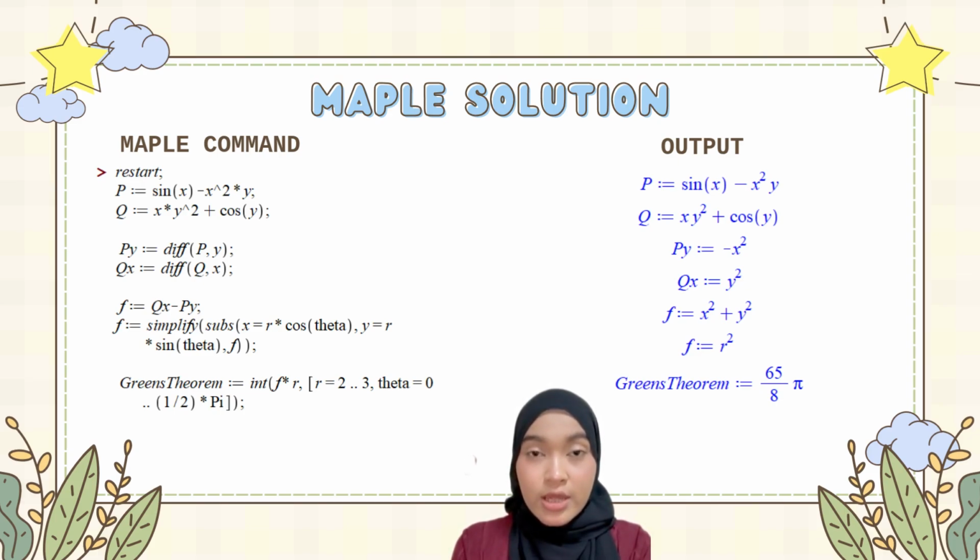Since we're working in a polar region, we substitute x equals r cos theta and y equals r sin theta, which simplifies our expression to just r squared. Finally, we integrate r squared times r dr from 2 to 3 and theta from 0 to pi over 2. Maple returns the result as 65 pi over 8, which matches exactly with our manual calculation.